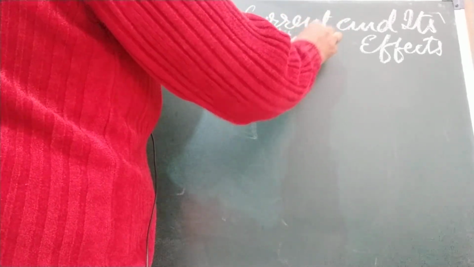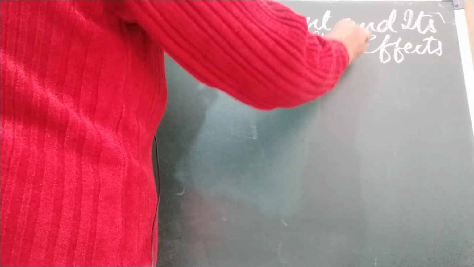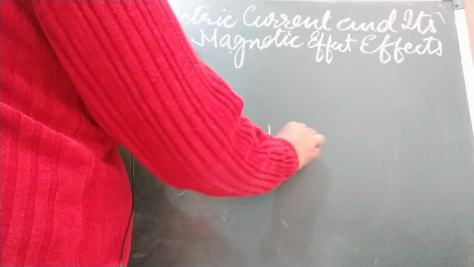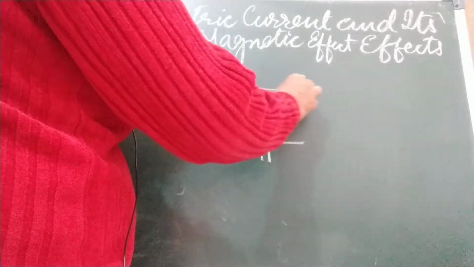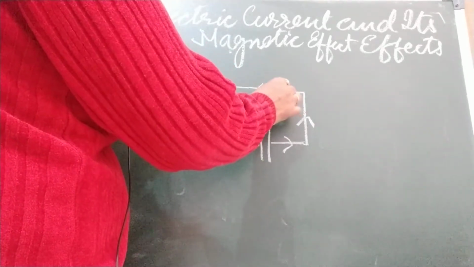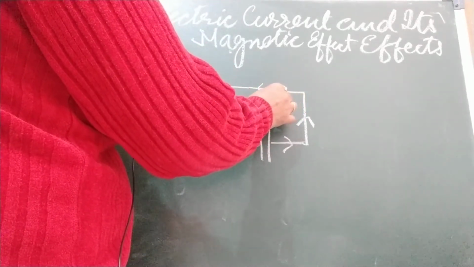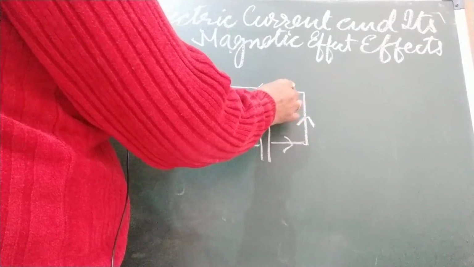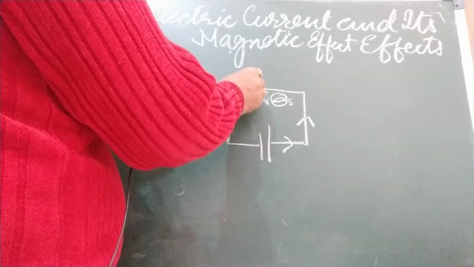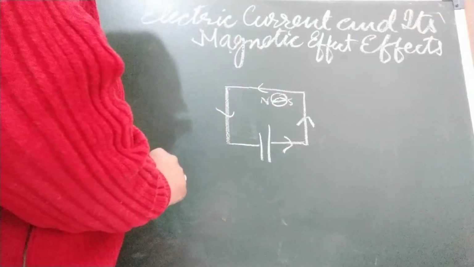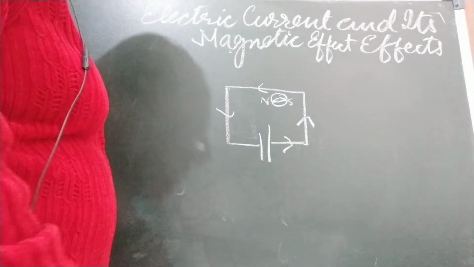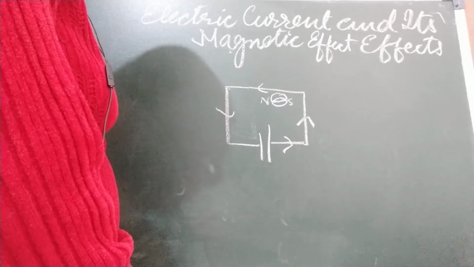Magnetic effect. Children, when current is flowing, and if we keep a compass needle here, we will find this compass needle deflected from its direction. So it means that the current is affecting the magnetic needle. By this we come to know it is affecting the magnetic needle.